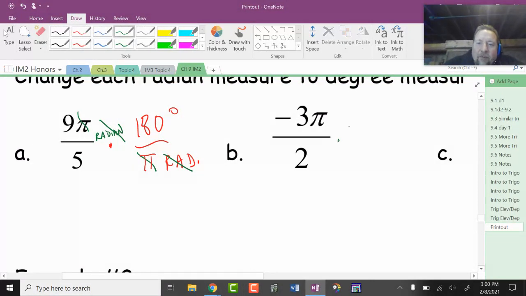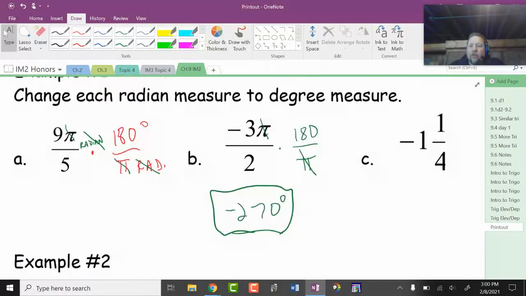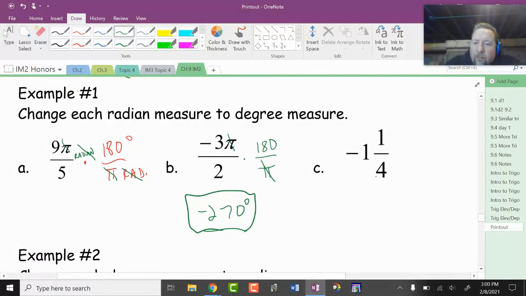All right, and then this one, of course. Oh, I see a pi. Okay, yeah, you'll get away with it. Okay, the pi's canceled. This one I do know. This ends up being negative 270 degrees. Oh, so I see where this is going. This is one of those special angles that land on the unit circle, and we're going to actually have that coming up here. All right, negative 1 1/4 is negative 5/4.